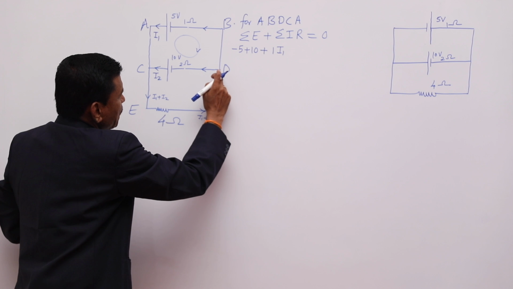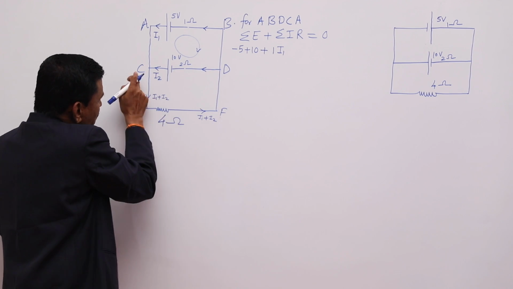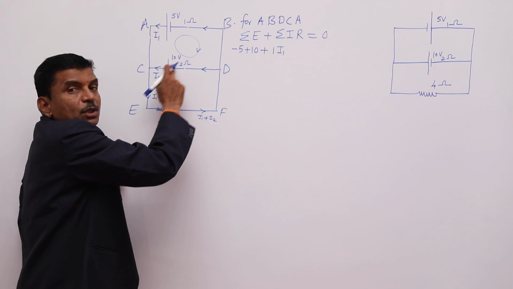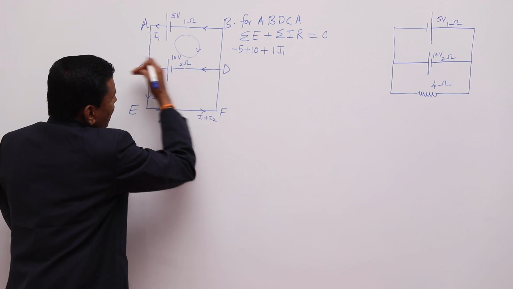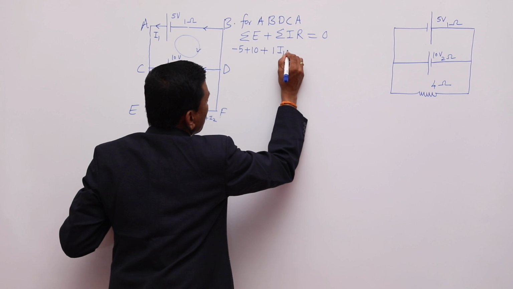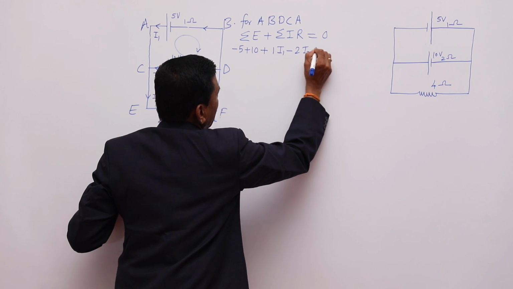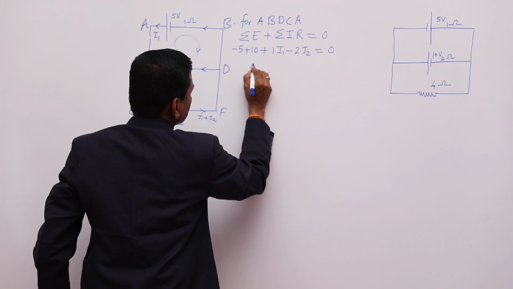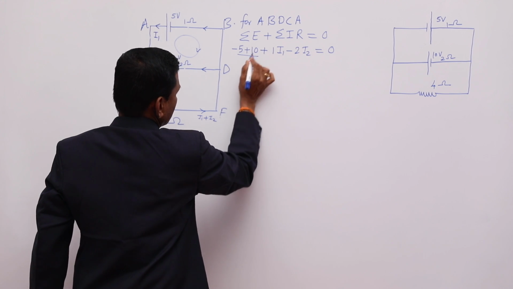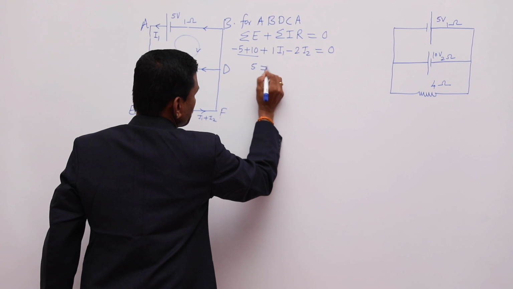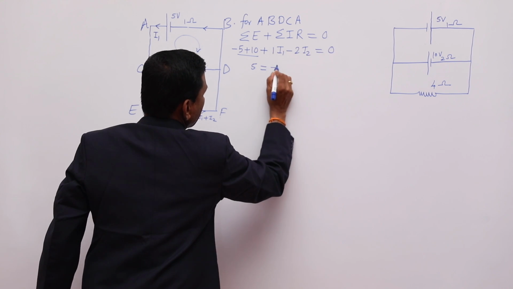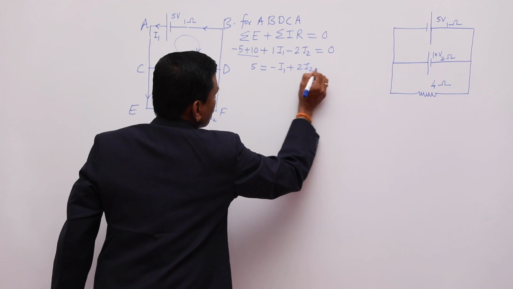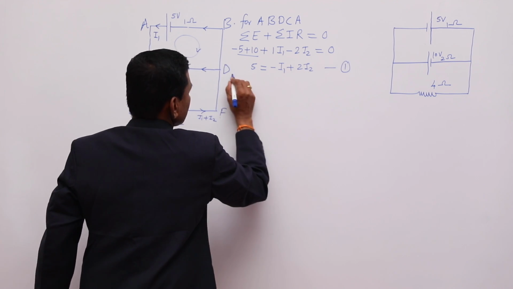Then we reach point D, and while going from D to C, there is a PD of 2 I2. How much? 2 I2. And we are traveling in the direction of current, so that is minus 2 I2, and that is equal to 0. So let us solve this equation. Plus 5 is equal to, taking it to this side, minus I1 plus 2 I2. Let this be equation number 1.